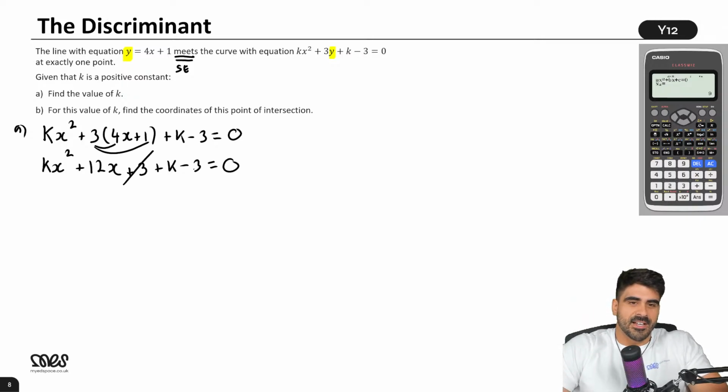Here, guys, the 3's cancel, don't they? Now we're left with a quadratic. What has to be true about this quadratic? So we equated them. Equals what? You can't just say equals 0.